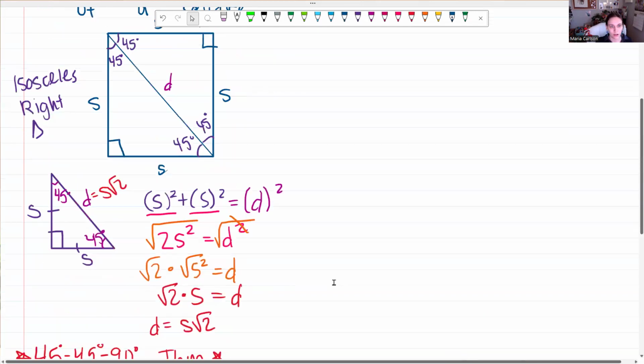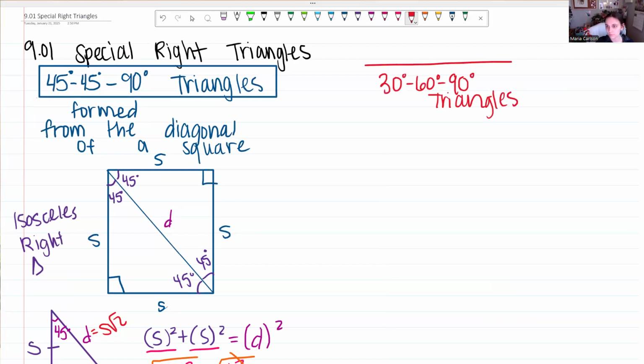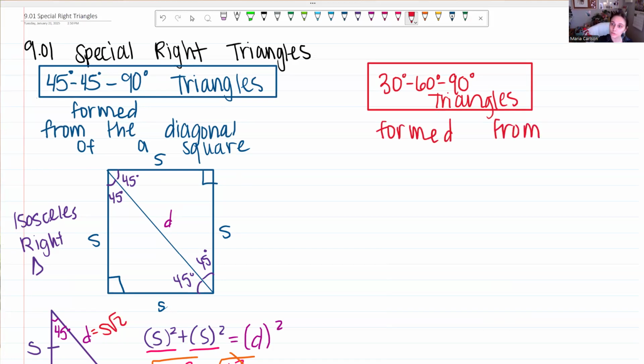All right, let's now talk about 30, 60, 90 triangles. So 30, 60, 90-degree triangles are formed from the altitude, or the height, of an equilateral triangle.